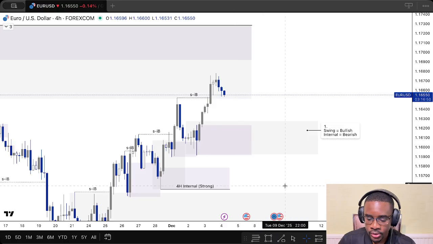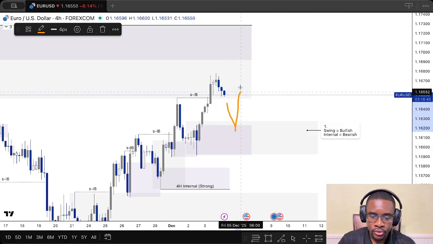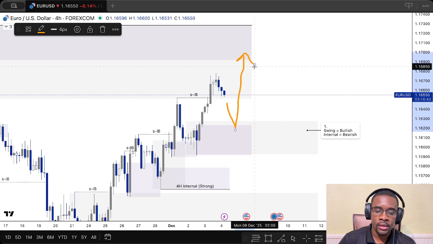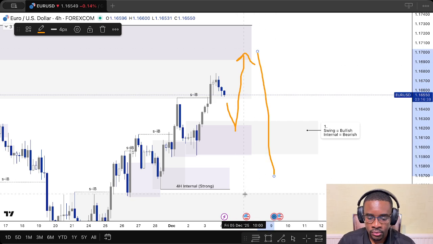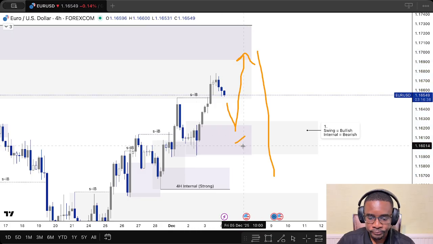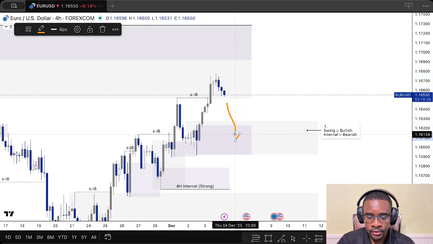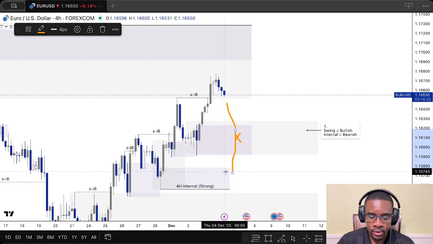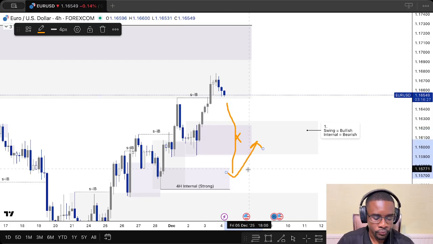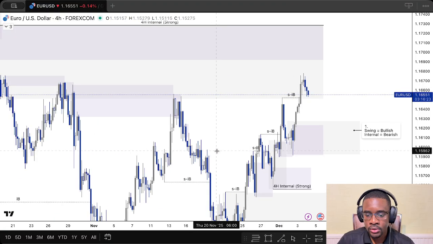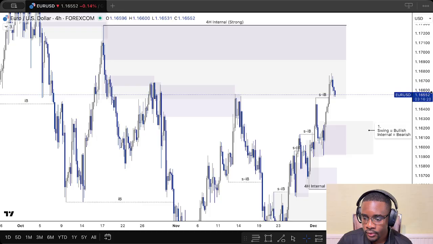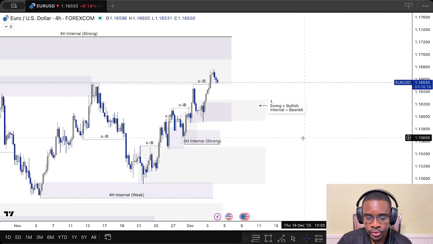So price could come down, give a reaction, to continue to maybe mitigate this supply and then continue bearish. Or if this fails, then price will just continue and then at least mitigate this and then probably give a reaction as well. So quite a few options of what price could do.